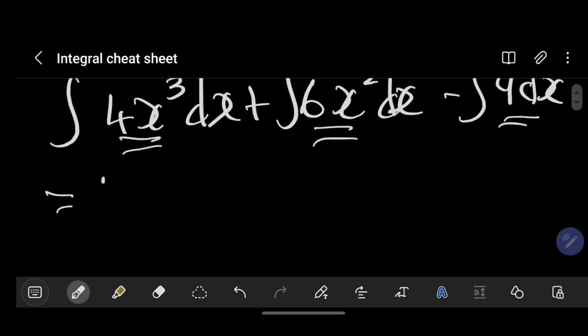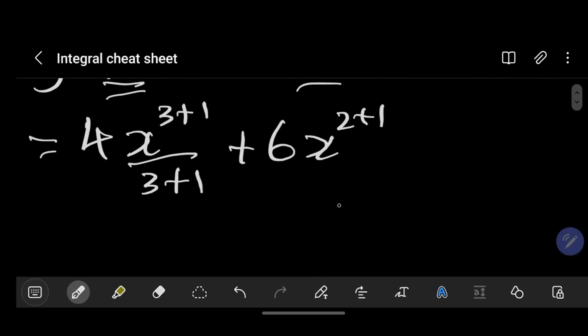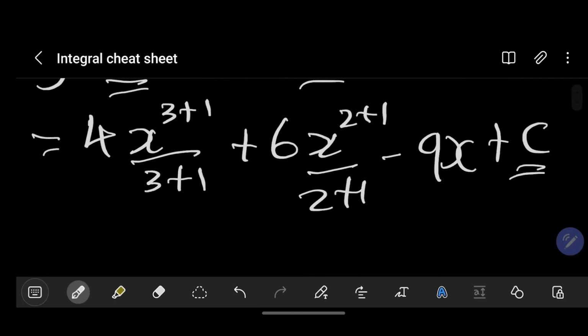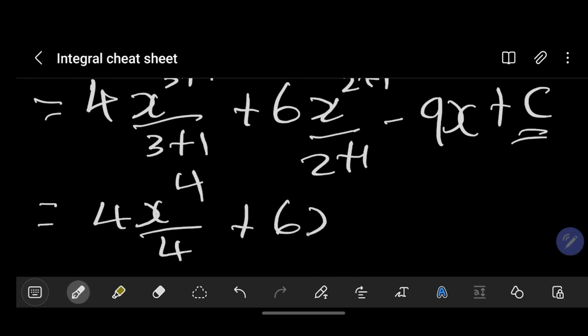Okay, so that's equal to 4x to the 3 plus 1, your n is 3 here, divided by 3 plus 1, plus 6x, your n here is 2, so this will be 2 plus 1 over 2 plus 1, minus 9 is your constant, so you'll have 9x plus c, don't forget the c, and this is then equal to 4x to the 4 over 4 plus 6x cubed over 3 minus 9x plus c.